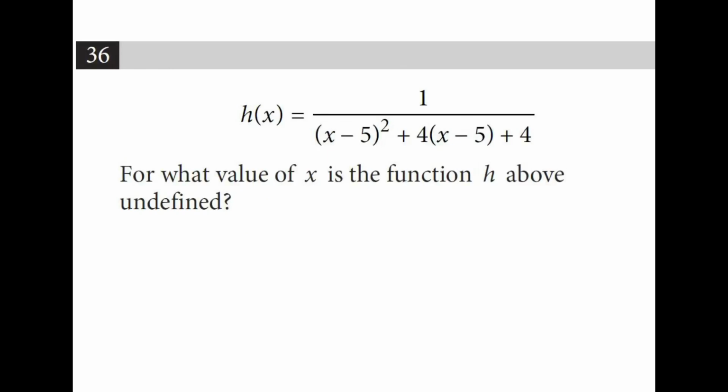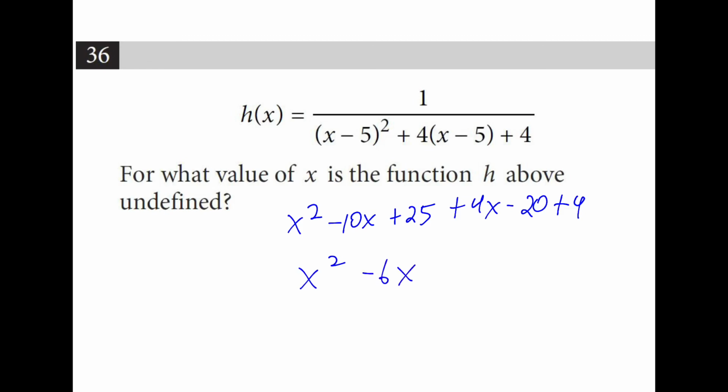This is undefined when the denominator is equal to 0. So let's expand this. X squared minus 10x plus 25 plus 4x minus 20 plus 4. Let's combine like terms. X squared minus 6x plus 9. So two numbers that multiply to give me 9 but add up to give me 6: 3 and 3. X minus 3, x minus 3. So the value that we're looking for is 3.